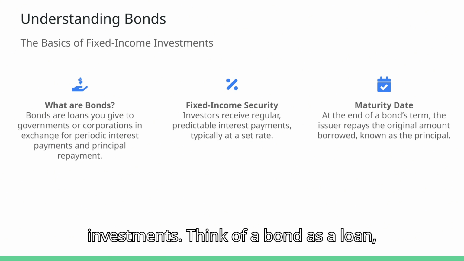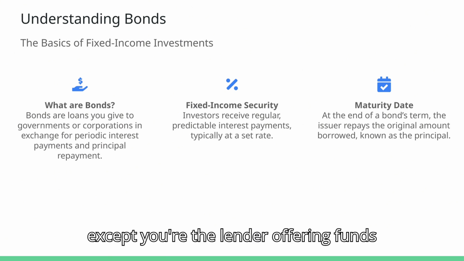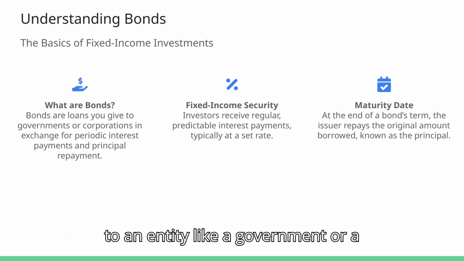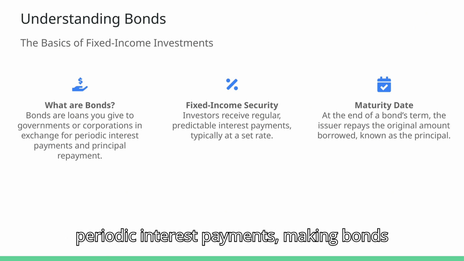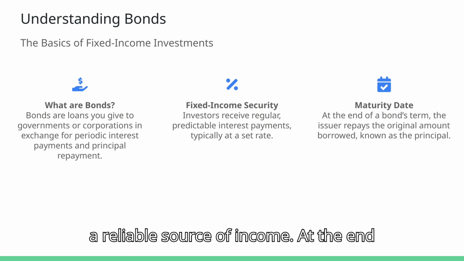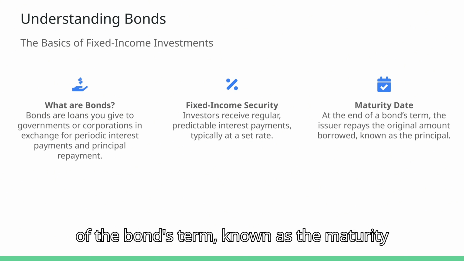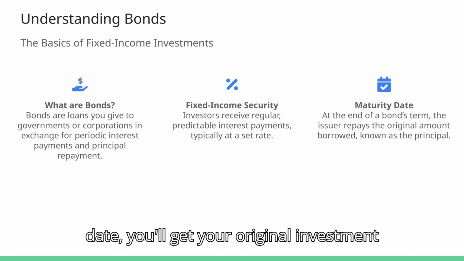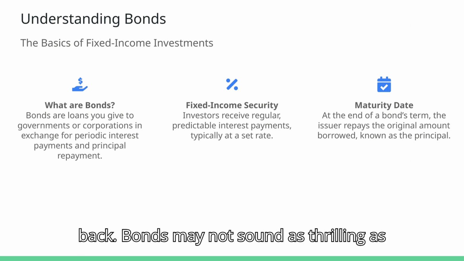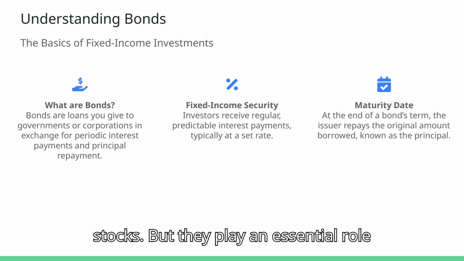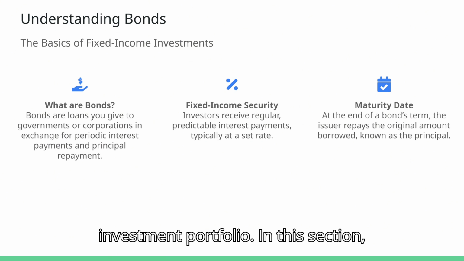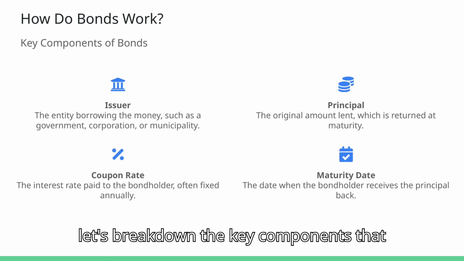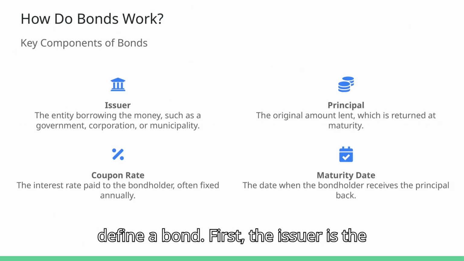Think of a bond as a loan, except you're the lender, offering funds to an entity like a government or a corporation. In return, you'll receive periodic interest payments, making bonds a reliable source of income. At the end of the bond's term, known as the maturity date, you'll get your original investment back. Bonds may not sound as thrilling as stocks, but they play an essential role in creating a balanced and diversified investment portfolio. In this section, let's break down the key components that define a bond.